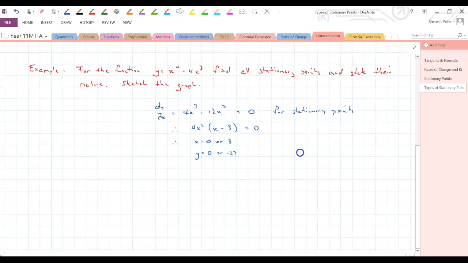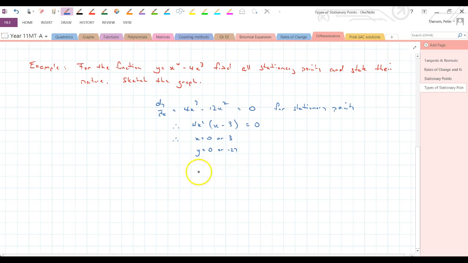So we've got our stationary points now, so I can therefore say my stationary points are at 0, 0 and 3, minus 27. Okay, so we found the stationary points, state their nature.